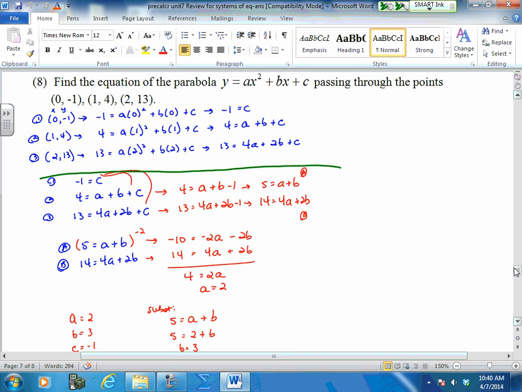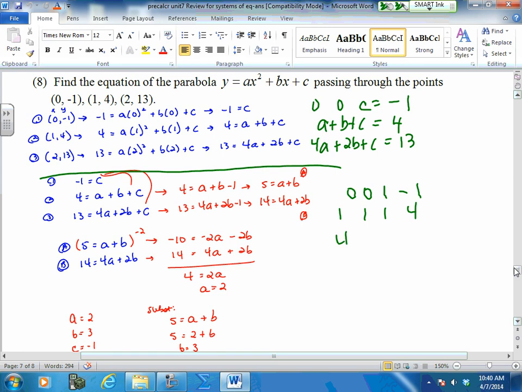So we came out to be c equals negative 1, a plus b plus c equals 4, and a plus 2b plus c equals 13. Fill these in with zeros. So here's your matrix: 0, 0, 1, negative 1; 1, 1, 1, 4; 4, 2, 1, 13. There's your matrix. RREF. And you should come out with A is 2, B is 3, and C is negative 1. Then you're not done.